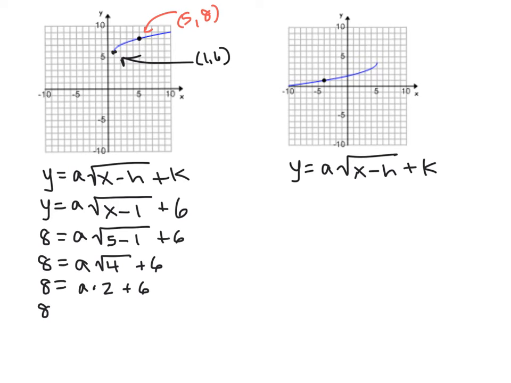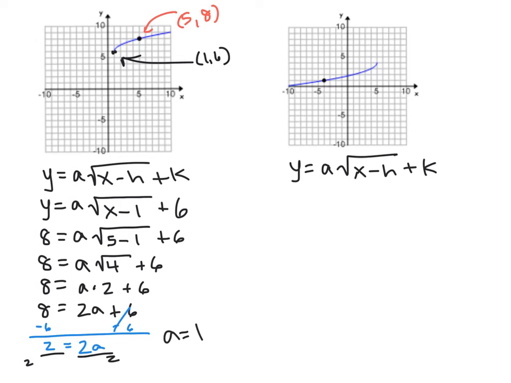Again, if you rewrite this, you're going to make less mistakes probably. A times 2 is the same as 2a. All right, we're going to subtract 6 from both sides. We're going to get 2 equals 2a, and then we can divide both sides by 2. 2 divided by 2 is 1, so we have a equals 1.